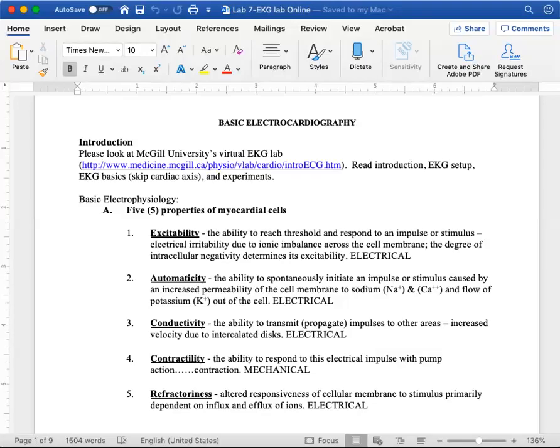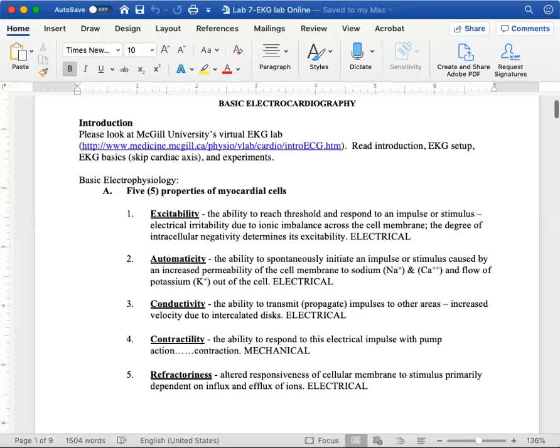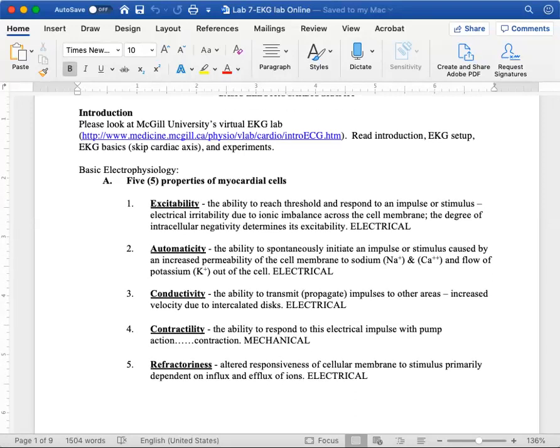Hi, today we're going to learn how to do the electrocardiography lab. There are five basic properties of heart cells. They are excitable, so it means that they can reach threshold and respond to impulses on their own.